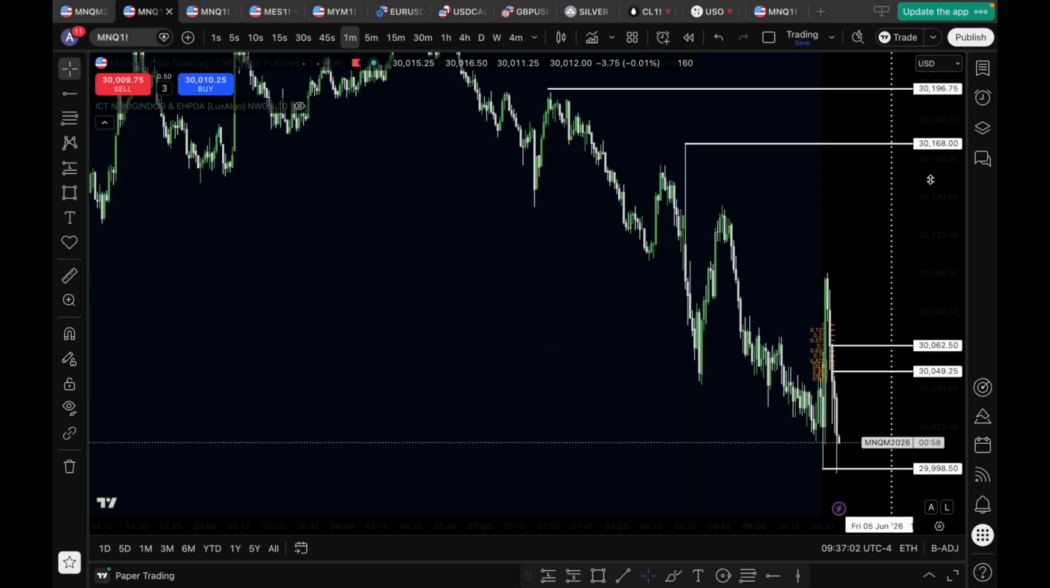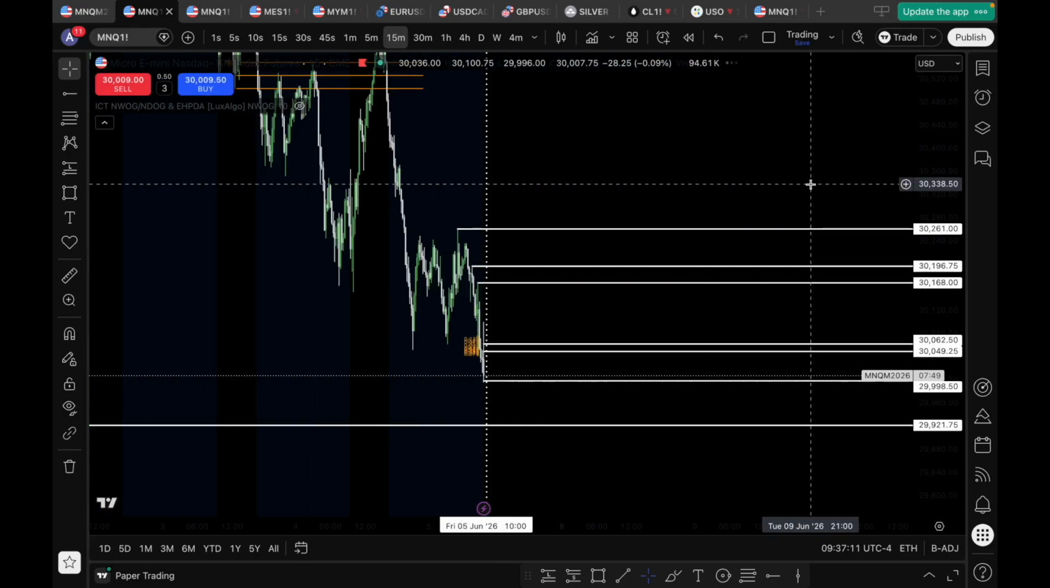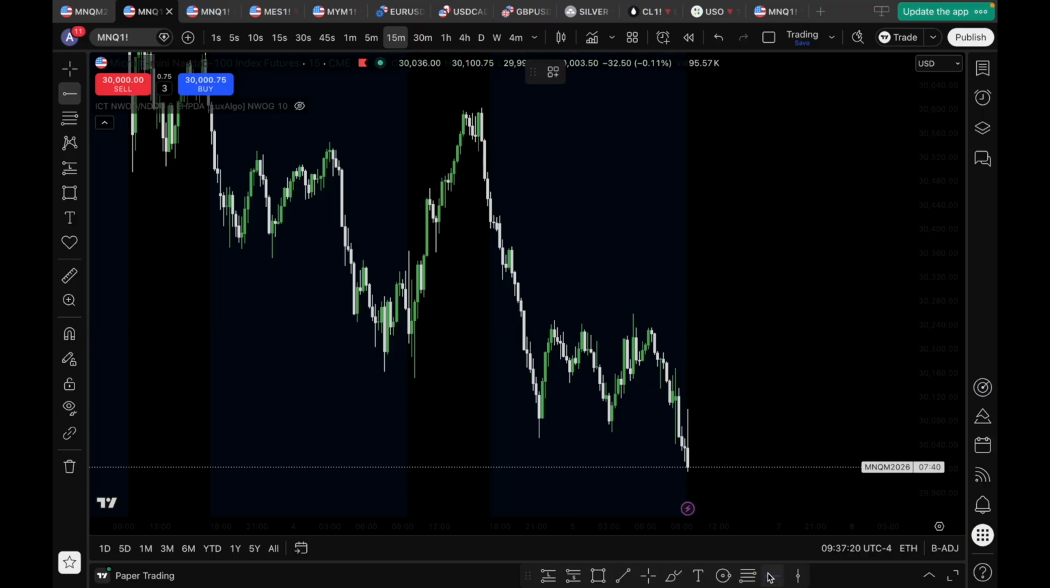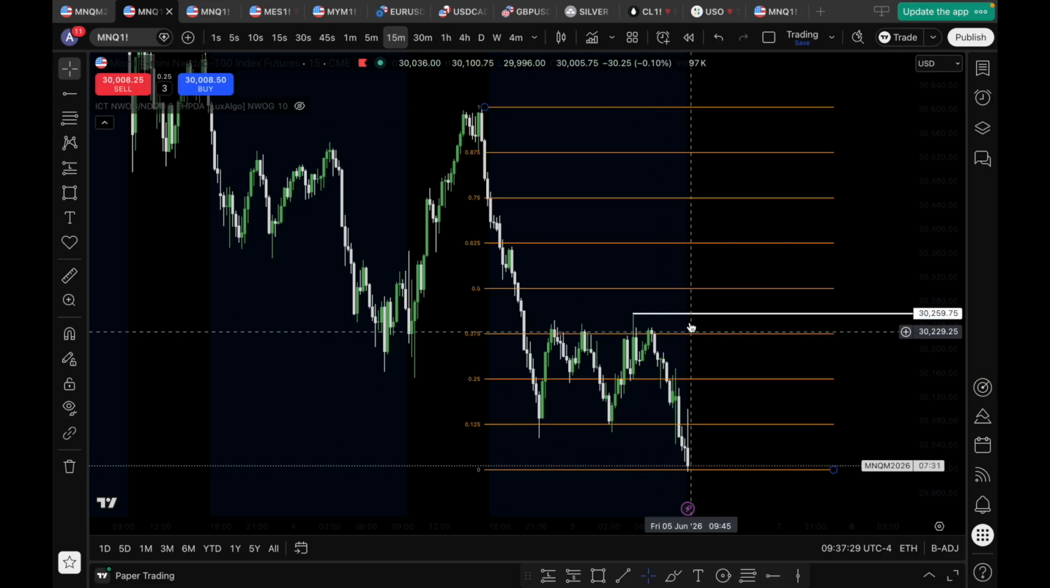I want to show you something. So you see all these relative equal highs here that I wanted to see it take out, on a 15-minute chart. So see all these relative equal highs, just these highs I wanted to take out. So boom, see this price leg here? Price leg. I wanted those highs. Never came up to it.